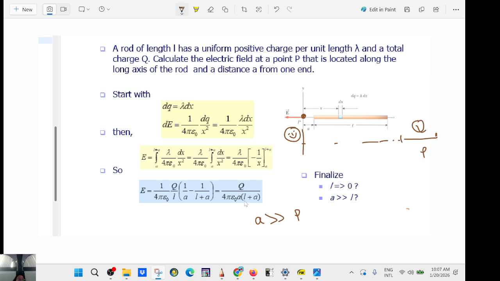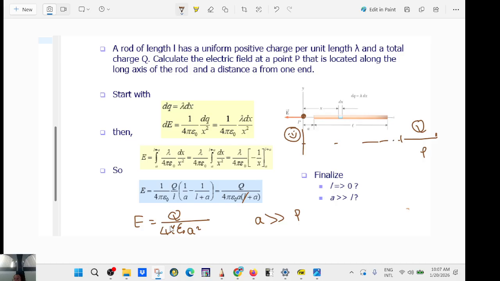If A is big, big, big relative to L, then L goes bye-bye. So the electric field will be Q over 4 pi epsilon 0 A squared, which makes sense because from very, very far away, you cannot tell that it's a line. From very, very, very far away, it's just a charge. You cannot tell that there is a distribution. You just say, okay, there is a charge. So if you take the limit, it's just going to be a charge Q, like we have done before.